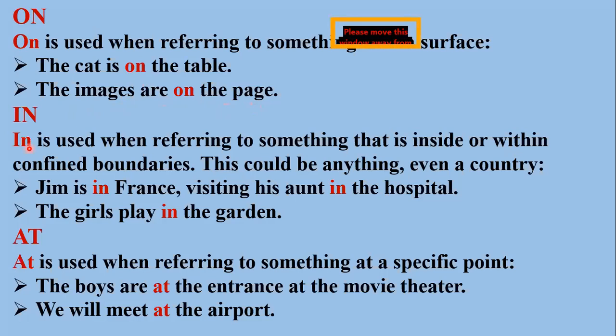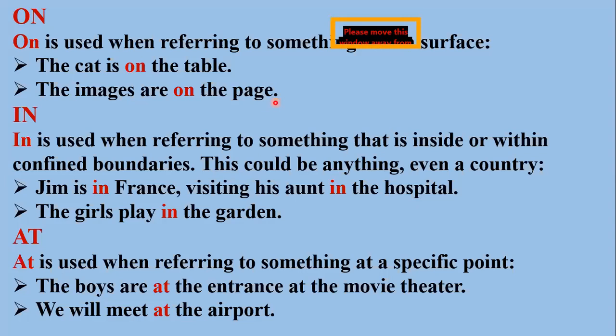In. In is used when referring to something that is inside or within confined boundaries. This could be anything, even a country. Okay. So when do we use in, children? We use in when something is within a boundary wall. Okay, it can be used also for a country. Ali lives in America. So America is a country that has a fine boundary. Okay, it has its own borders.